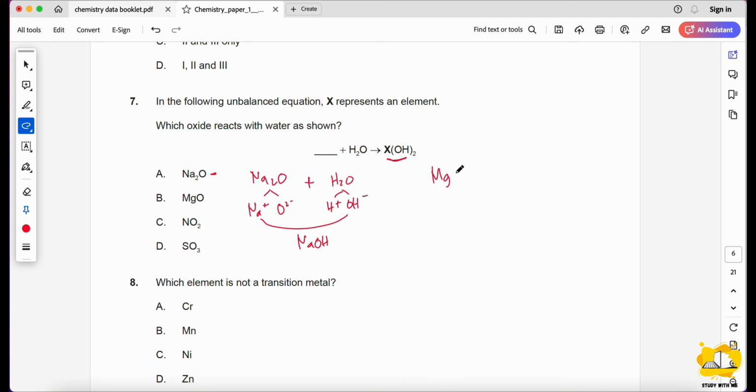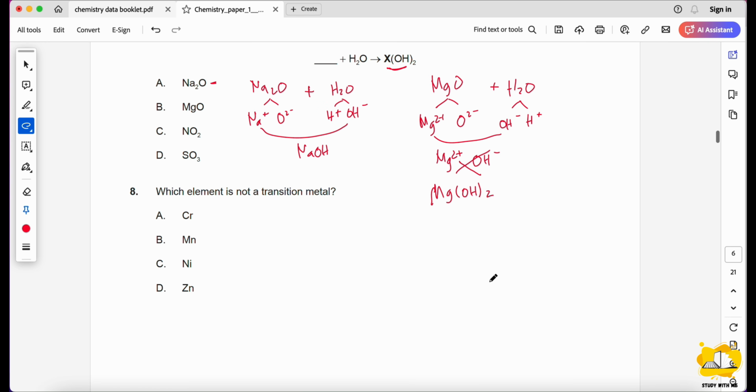And for MgO, if we make it into ions, it will react with water, OH minus and H plus. So Mg will combine with OH because of positive ion and negative ion. So Mg2 plus and OH minus, using the crisscross method. So it will be Mg(OH)2. So the answer is B.